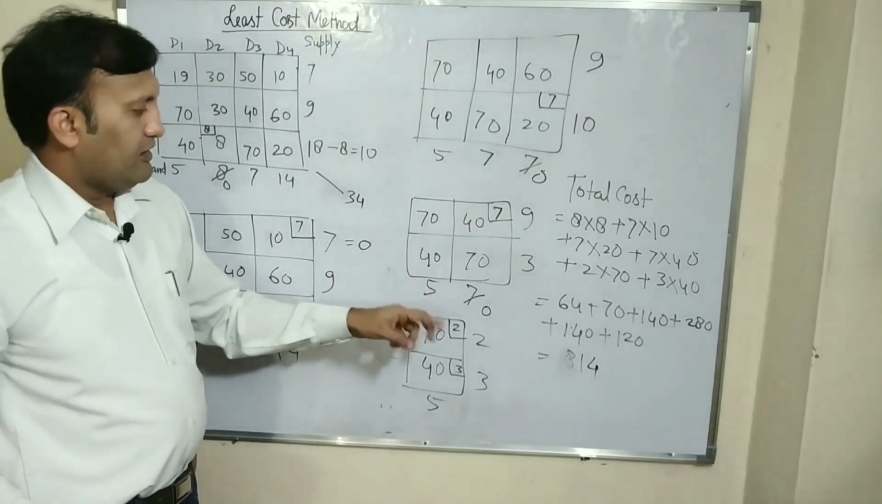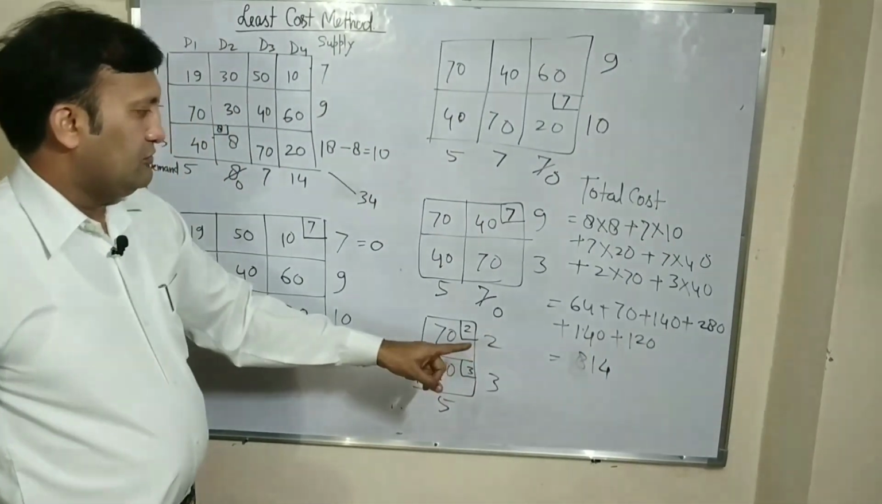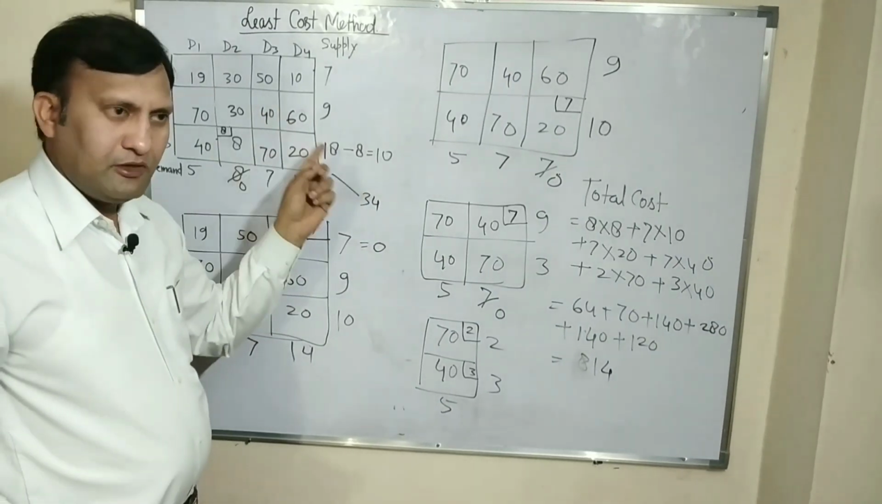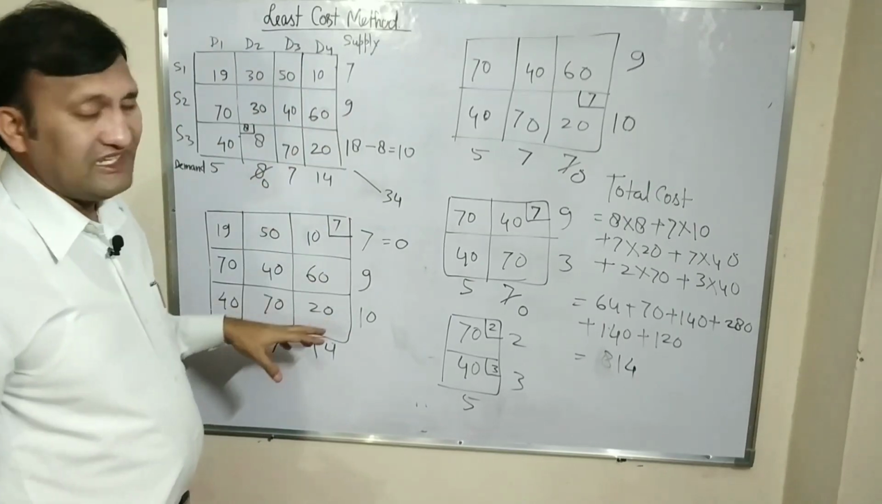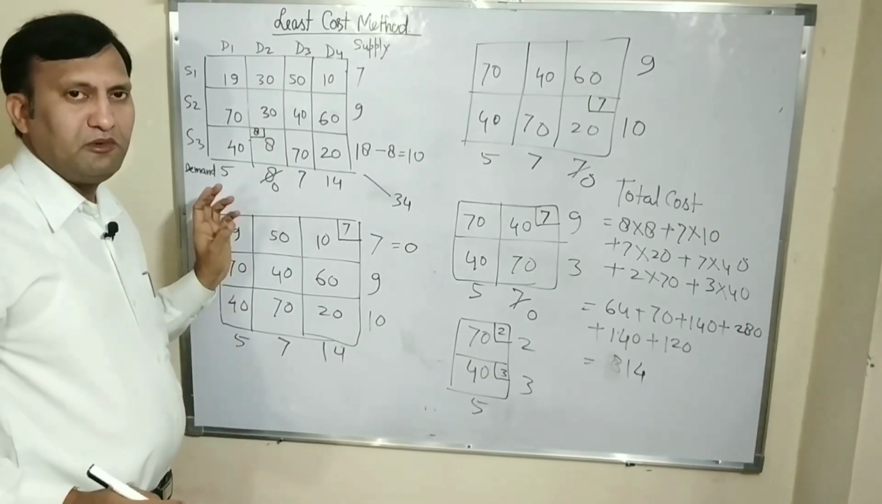So we see that this value is less than the northwest corner method. So this is all about the least cost method or matrix minimum method.